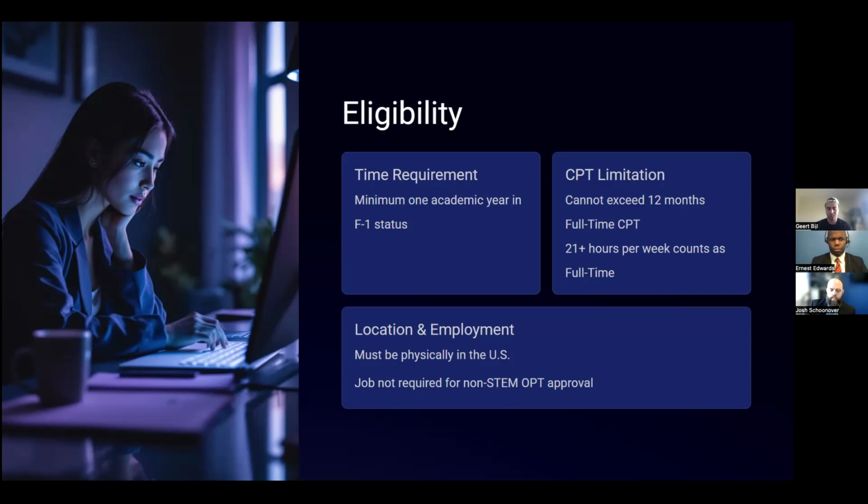Another important note, like CPT, OPT is employment authorization for a US based company, and you need to be in the US to get that. Most of you are doing that anyways. But then the other thing is that when you apply for post completion OPT, the first OPT after you graduate, you actually don't need a job offer at that point. You can apply for OPT, get the OPT, and you have up to 90 days of unemployment in order to find a position. So you do have time if you don't have an employment offer lined up yet.